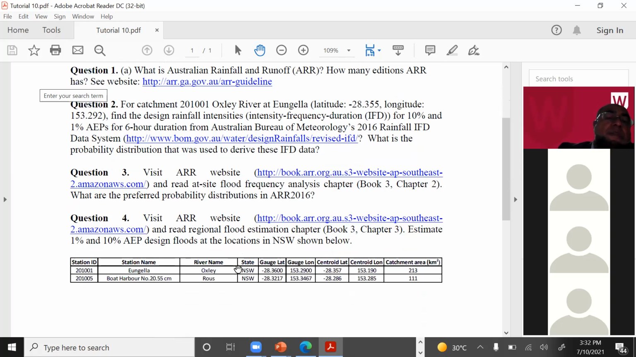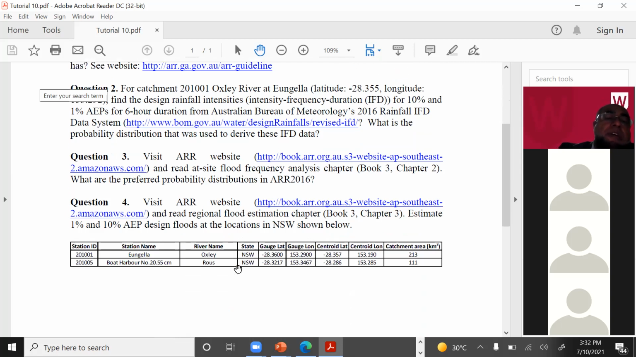Then in question 4, can you estimate your 1% and 10% AEP design floods at locations in New South Wales for these 2 locations? So these are the data given in this table. Can you go to the ARR RFFE model and use the regional flood estimation model to obtain these design floods? If you have any difficulty, let me know.